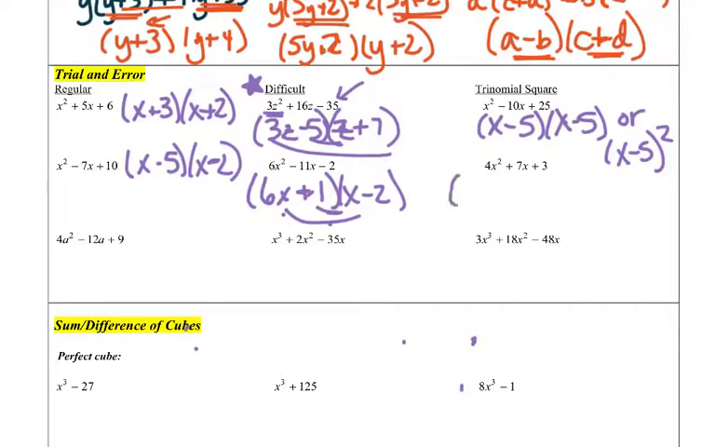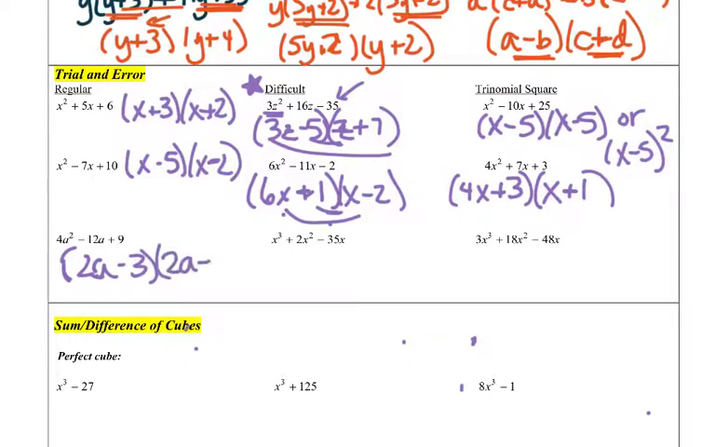Another leading coefficient one with the 4x, I think this is going to be 4x plus 3 and x plus 1. That's going to work. There are a lot of combinations, but only one combination actually works. The last row are a little tougher ones. Maybe, maybe not. I don't know. 4a squared, whenever you see perfect squares, it usually makes your life a little easier. This one's going to be 2a minus 3, 2a minus 3.